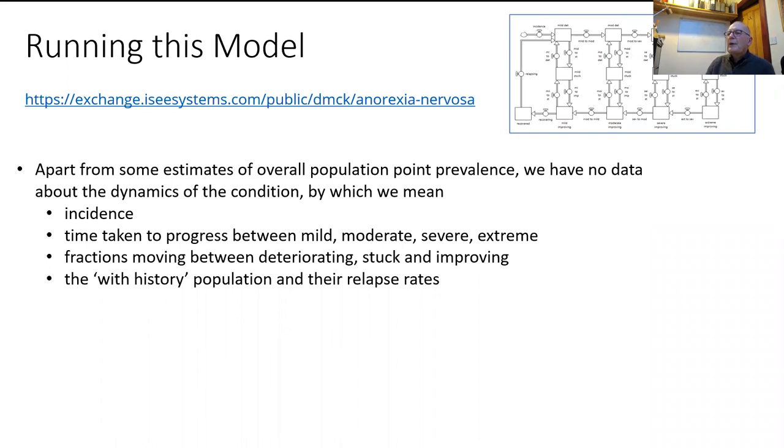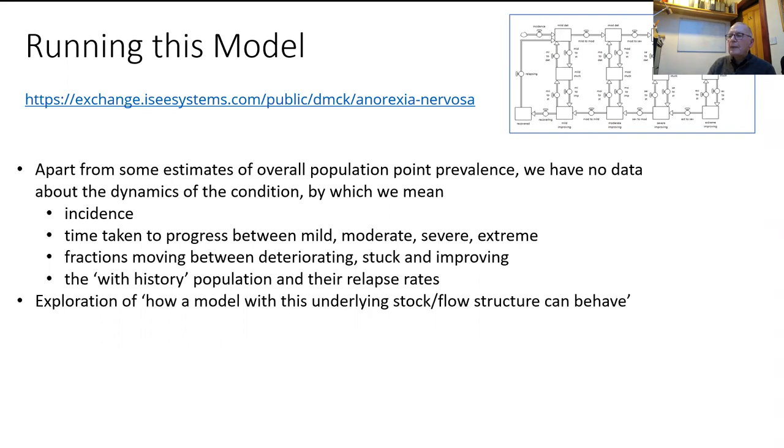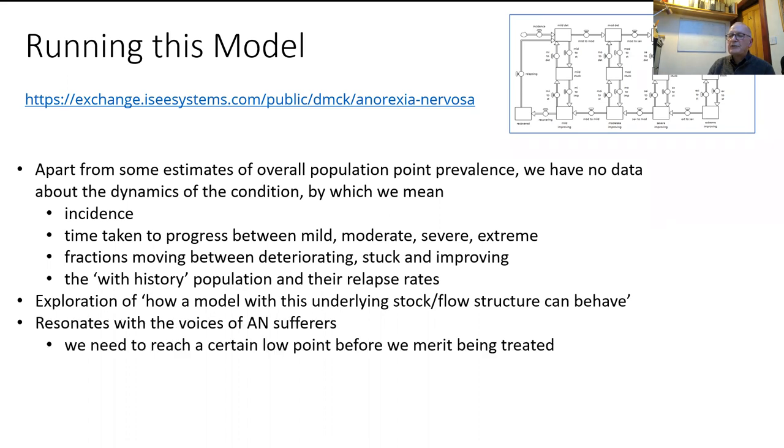But apart from some estimates of the overall population point prevalence, we have no data about the dynamics of the condition, which would mean the incidence, the time taken to progress between the different states, the fractions moving between the deteriorating, stuck, and improving, and the relapse rates from the with-history population. But what we can do is explore how a model with this underlying stock flow structure can behave. If structure drives behavior, then what would a model look like?